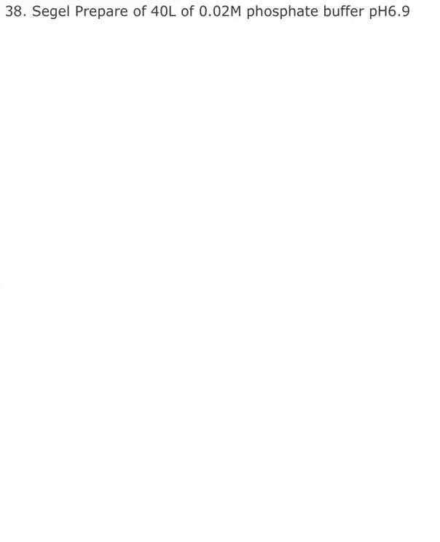Number 38 from the book Segel is the series of preparation of the buffer. You are given some chemicals and you have to make the phosphate buffer, 40 liters of 0.02 molar. For part A, part D, and part J, you are given different kinds of chemicals and we need to make the buffer out of what you are given.